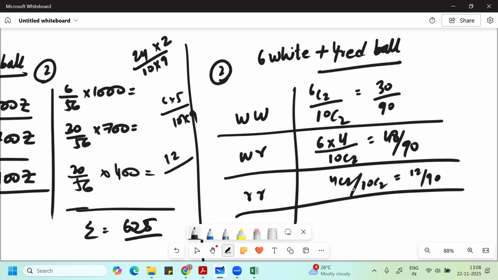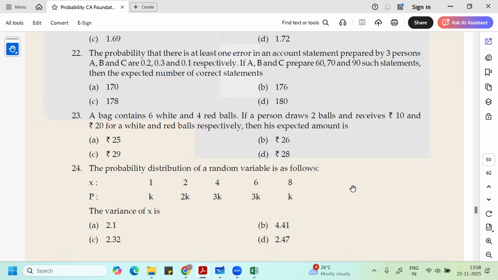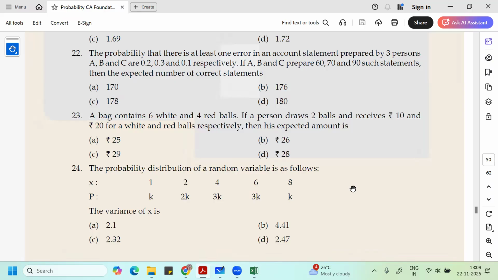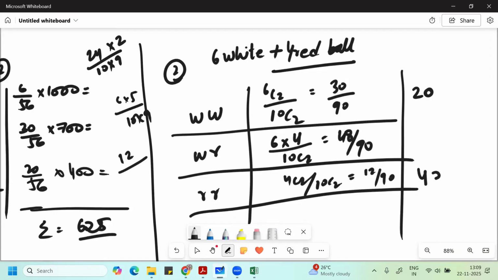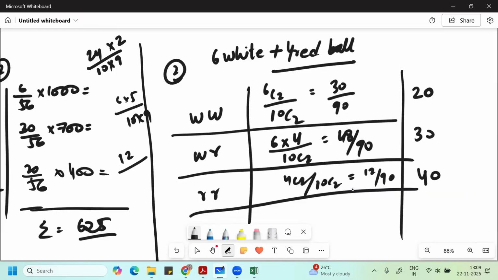So you got the probabilities here. If you get both white, he'll receive 20 rupees, since for one white he gets 10 rupees. For two red it means 40 rupees, and one white, one red means 10 plus 20, 30 rupees. Now just find the expected value.